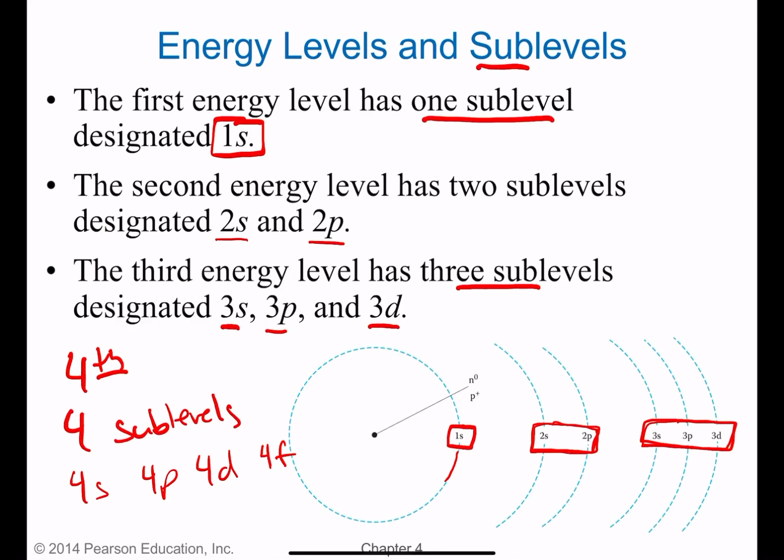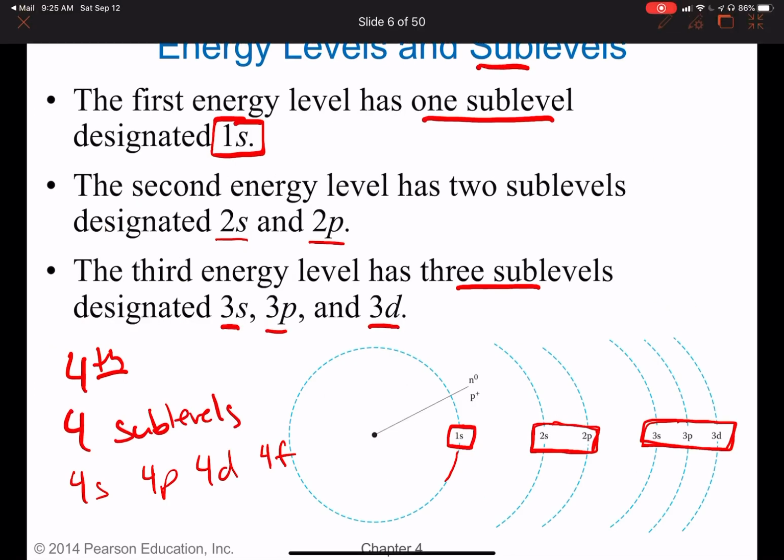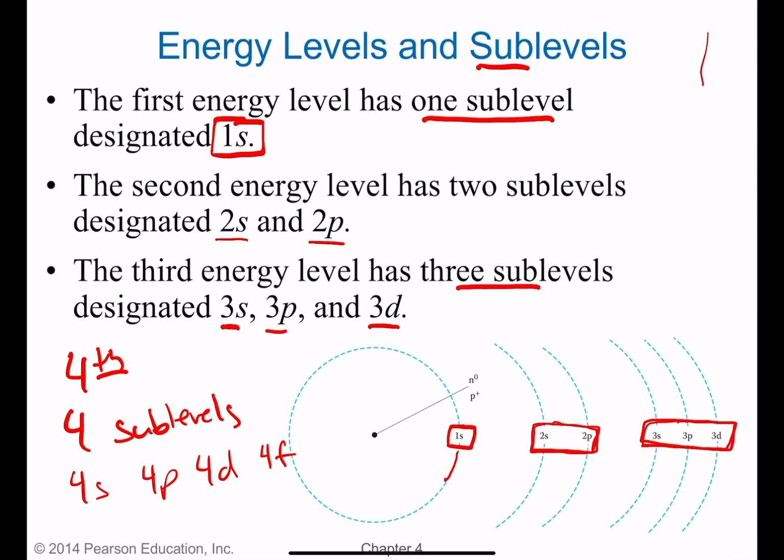So going back to this diagram, I can't change colors. My apologies. Okay, so on this one, this level can hold 2 electrons, this can hold 2, and this can hold 6 to make 8 total, and this can hold 2, 6, and 10 to make 18 total. So on the second level, we can fit a total of 8 electrons, 2 on the S sublevel and 6 on the P sublevel.